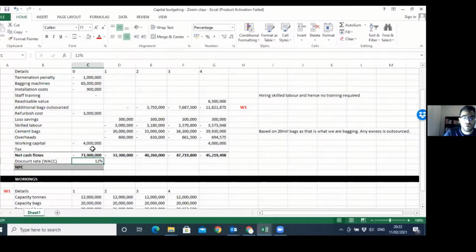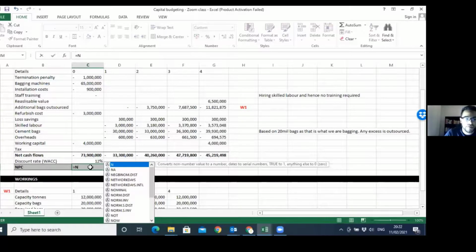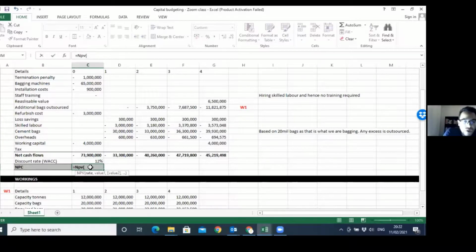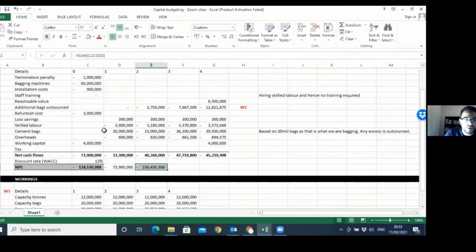So I'm going to use the Excel formula called NPV. Okay, so Excel wants the rate. Then they want value 1, value 2. So I'm going to skip value 0 for now because they don't take value 0 into account. So it is that, and that. Then we might just bring in that as well. So the true NPC is the sum of the two. Okay, so just be aware of that.